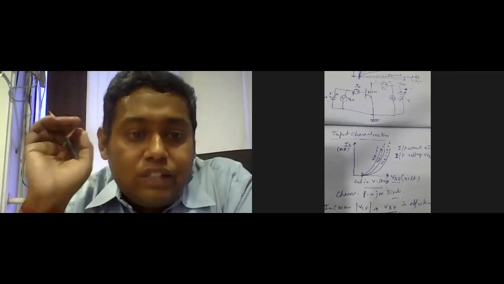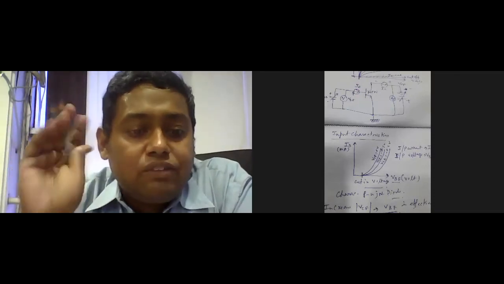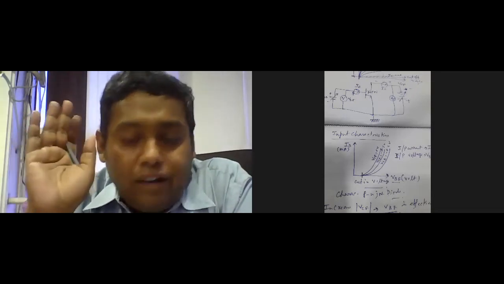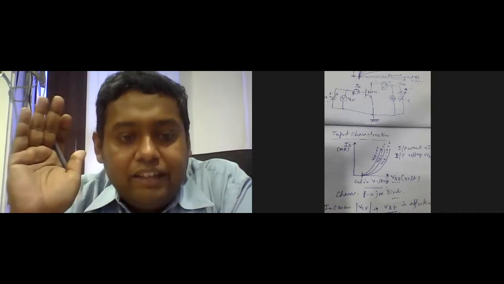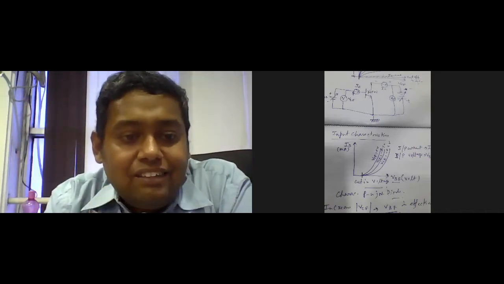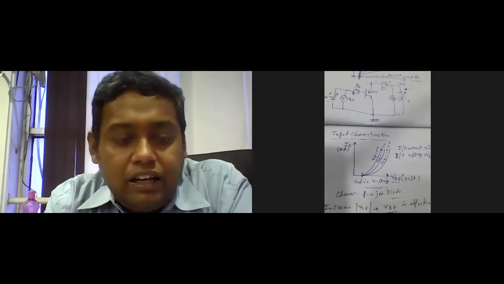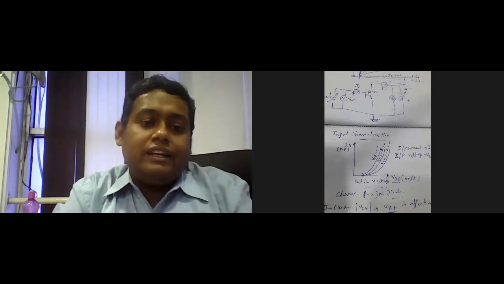Or I can repeat again. This is a very crucial thing. If you understand the input and output characteristics very clearly, then the other configurations, common base and common collector, are no problem at all. So if it is clear, or if there is any doubt, please clarify here in this online class.